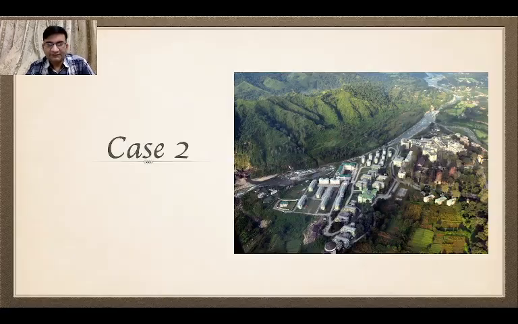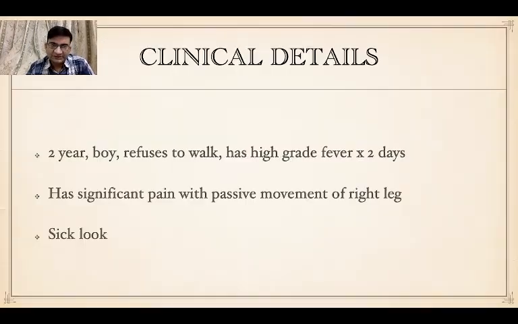Similarly, whenever we have patients in whom we are able to discern the pattern, then it makes it easy for us to make the diagnosis. Moving on to the next case, a young boy, 2 years old, refuses to walk and was having high grade fever along with rigors, which was there for 2 days. Very characteristically, he had significant pain whenever someone tried to move his limb. So he was having significant pain with passive movement, and the child was sick looking.